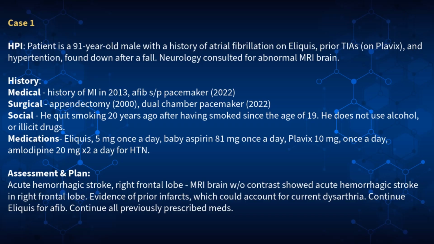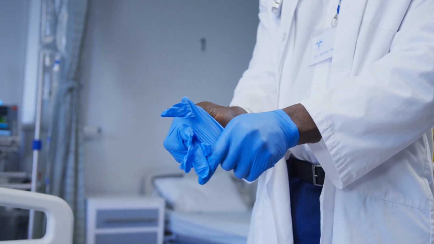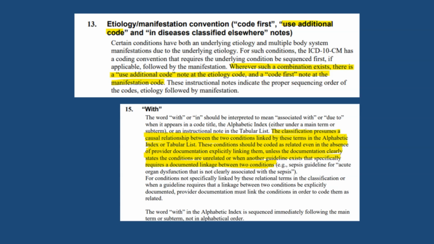Certain conditions have both an underlying etiology and multiple body system manifestations due to an underlying etiology. And for such conditions, the ICD-10-CM has a coding convention that requires the underlying condition be sequenced first, if applicable, followed by the manifestation.